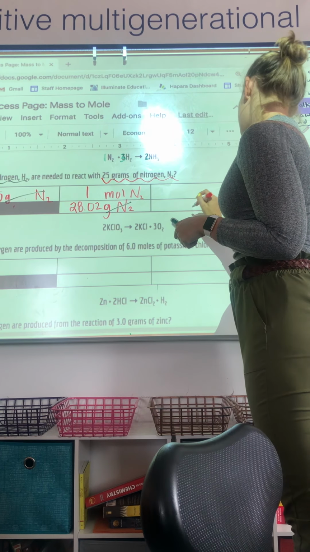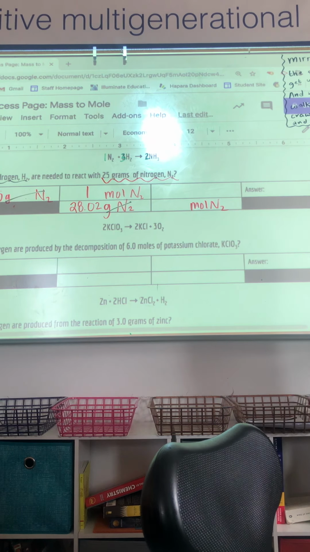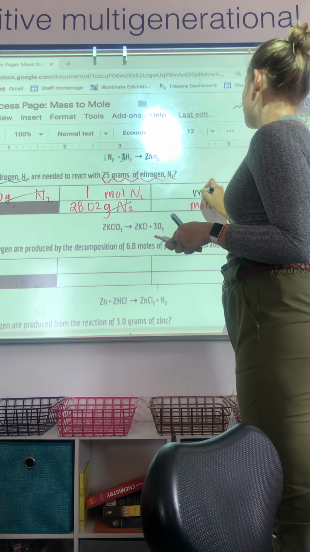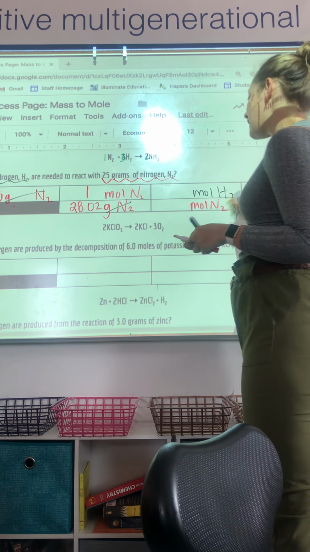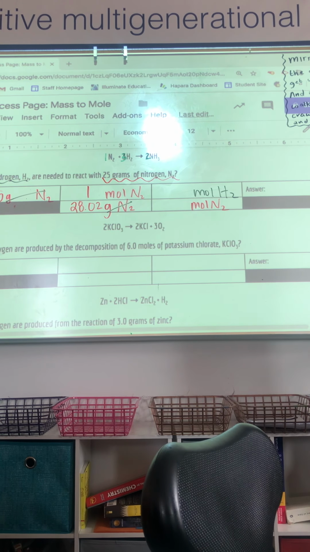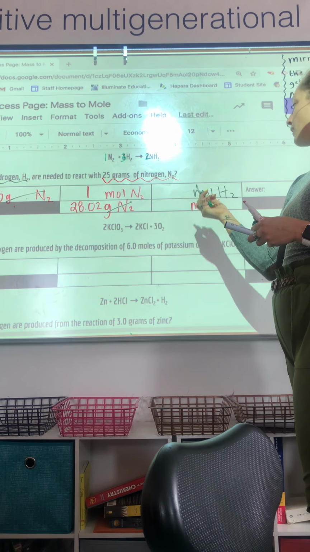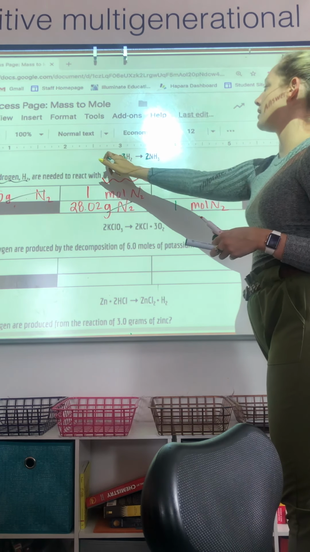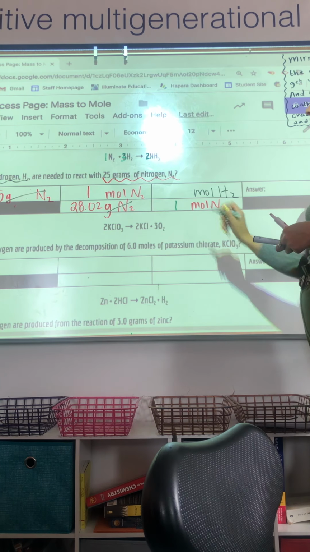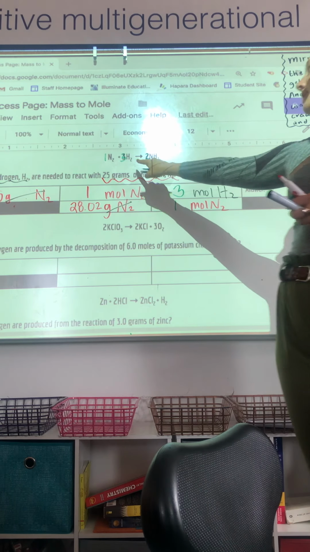So I need to cancel out moles of N2 by putting it where? In the bottom. Moles of N2. What am I going to put on the top? Moles of hydrogen. Moles of H2. Nope, I cannot go from moles of one substance to grams of another substance. You have to go through the mole to change the substance. So, now where am I going to get the numbers that I put with this? What coefficient? So I'm going to put a 1 right here. That came from there. And a 3 right here. Because that came from this H2.